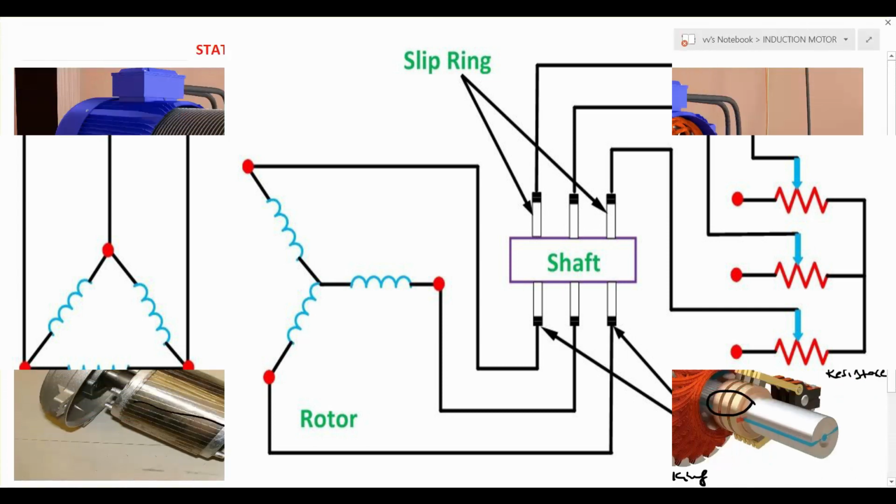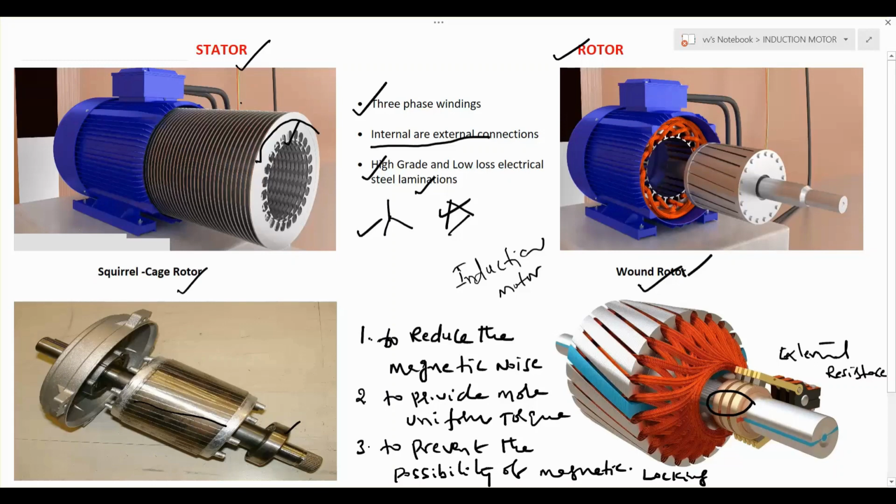So with the slip ring induction motor, we connect external resistance to the slip rings. Slip rings are also insulated from the rotor shaft. In between these slip rings there is insulation provided. Right? These are the constructional features of the induction machine. Thank you.